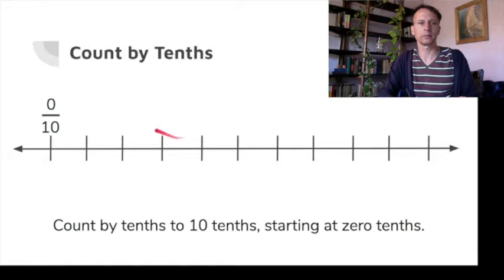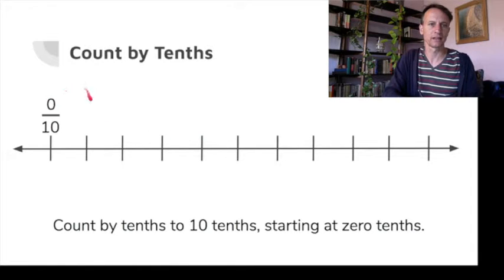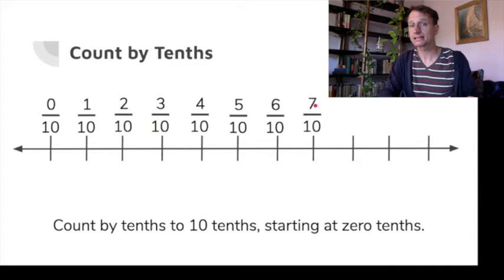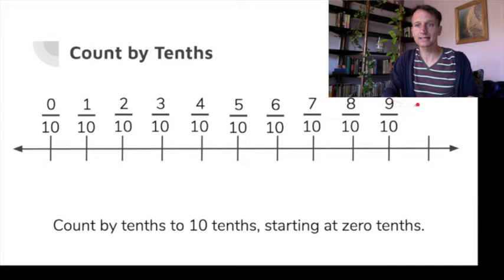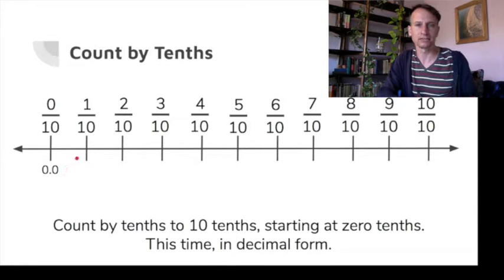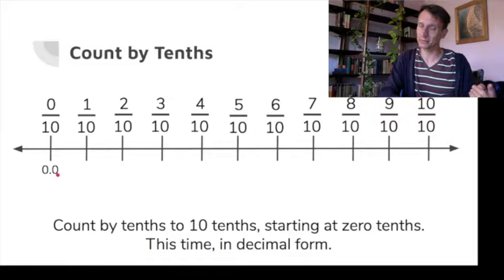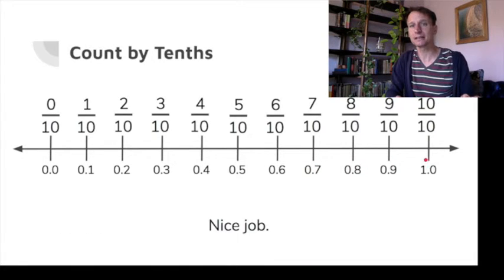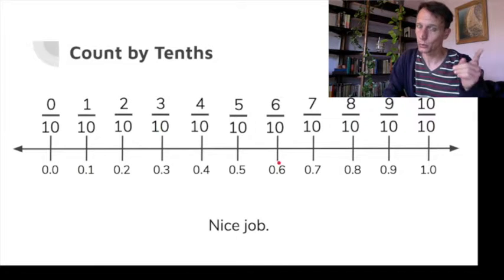Beauteous. Let's count by tenths. Ready? We're going to start from 0/10. 0/10, 1/10, 2/10, 3/10, 4/10, 5/10, 6/10, 7/10, 8/10, 9/10, and 10/10, which equals 1. And now let's do it again in decimal form. 0/10 is still what we'd say there. I know it's weird, but 0/10, then 1/10, 2/10, 3/10, 4/10, 5/10, 6/10, 7/10, 8/10, 9/10, and 10/10, also known as 1. Nice job.